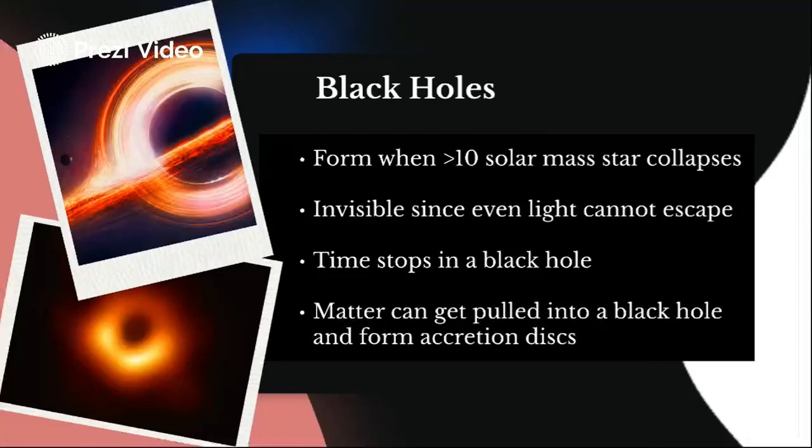Another interesting fact about black holes is the existence of accretion disks. Accretion disks are formed when matter, such as gas and dust, is pulled into the black hole by its intense gravitational pull. As the matter falls into the black hole, it heats up and emits intense radiation, creating a disk of light around the black hole.